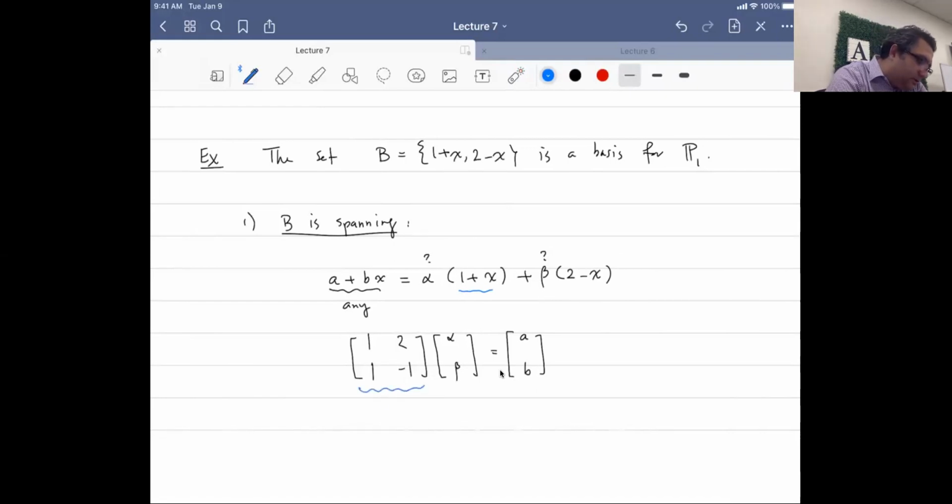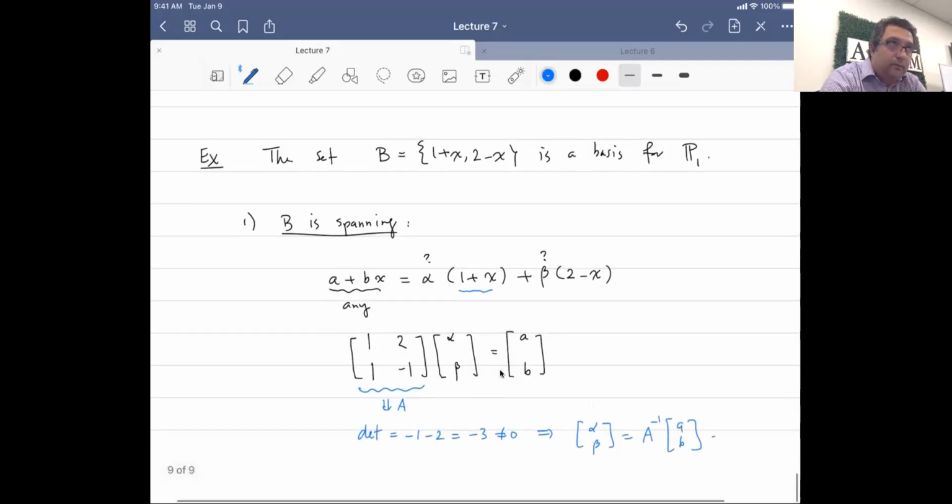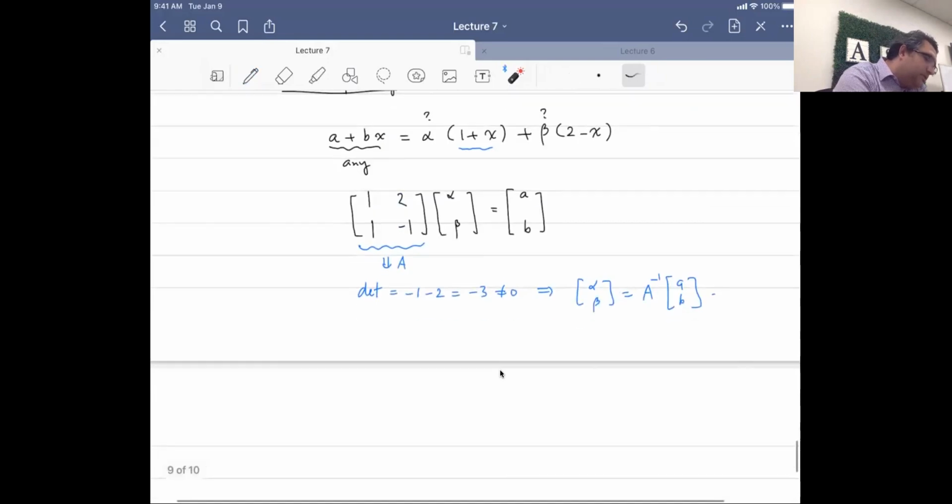Well, what is the determinant of this? It is non-zero, so this matrix is invertible. So if I call this A, then alpha beta should be A inverse times AB. In other words, I just answered the question by looking at the determinant of this matrix, 1, 1, 2, -1. Or I could have done Gaussian elimination and so on and so forth. So this means that B is spanning, right?